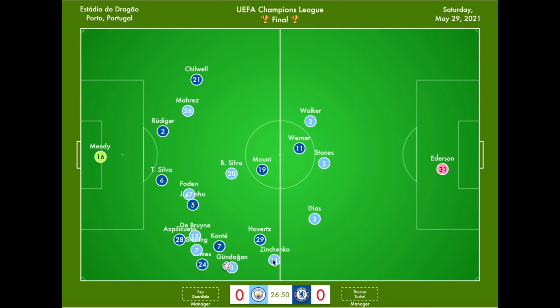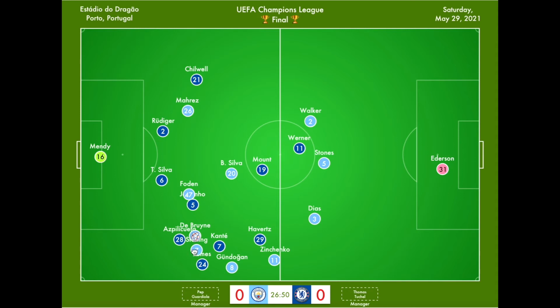You've had a header from Zinchenko that has successfully found Gundogan, and then you have Conte, James, Azpilicueta all trying to man mark these De Bruyne and Raheem Sterling in this area. So what Gundogan does is, after Zinchenko's header, he gets the ball under control, immediately gets a very quick pass off to Raheem Sterling, who utilizes quick thinking to get the ball over to De Bruyne.